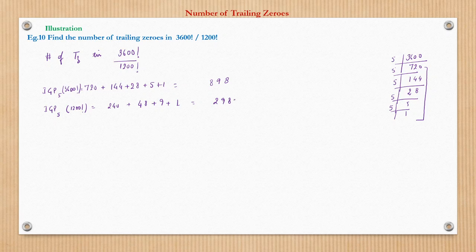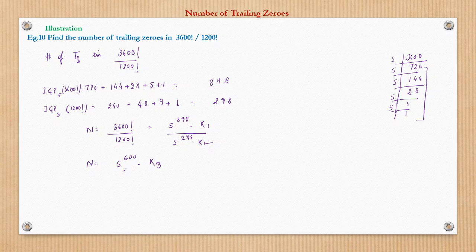So basically what does this mean? This means that n, which is 3600 factorial upon 1200 factorial, becomes 5 raised to power 898 into some number k1 upon 5 raised to power 298 into some number k2. So this we can write as 5 raised to power 898 minus 298, which is 600, into k1 by k2, which is some other number, say k3.